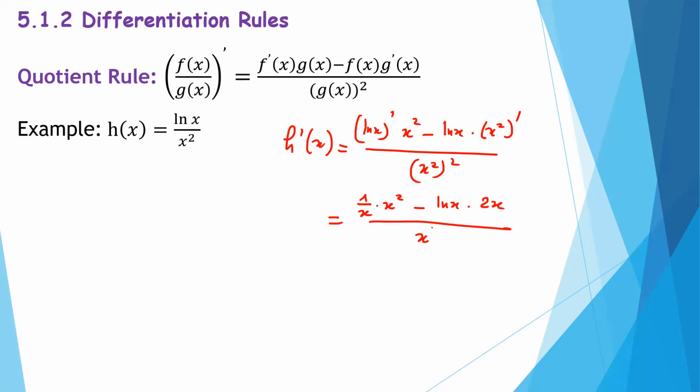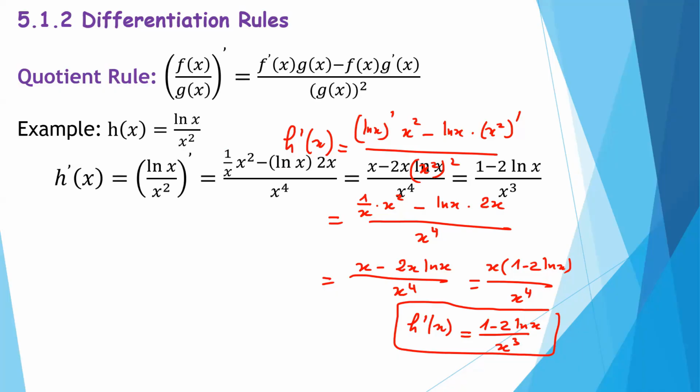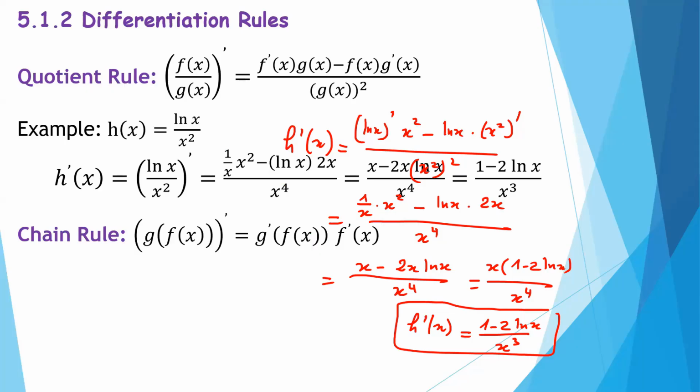Over x to the fourth. And you can simplify if you want. x squared over x is x, minus 2x ln x, over x to the fourth. And here, if you want, you can simplify the common factor x. So finally, it's 1 minus 2 ln x over x cubed. This is the derivative of the quotient. Try to repeat it to get used to this type of calculation.